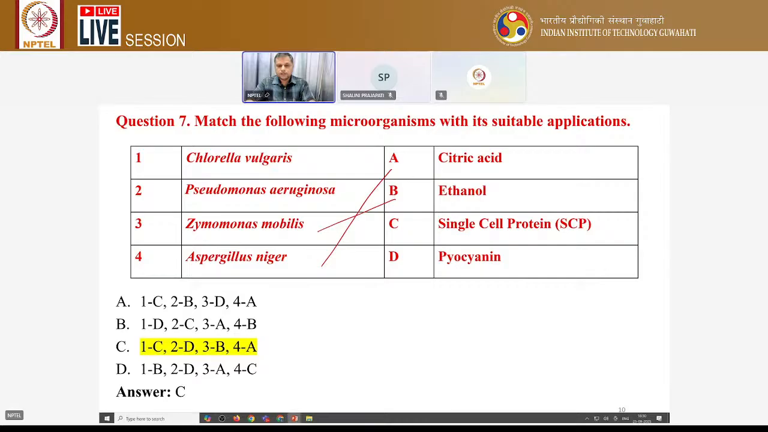Now come these two products, single cell protein and phytocyanine. For single cell protein, SCP, we use Chlorella vulgaris, and Pseudomonas aeruginosa can be used to produce phytocyanine. So option C is correct.